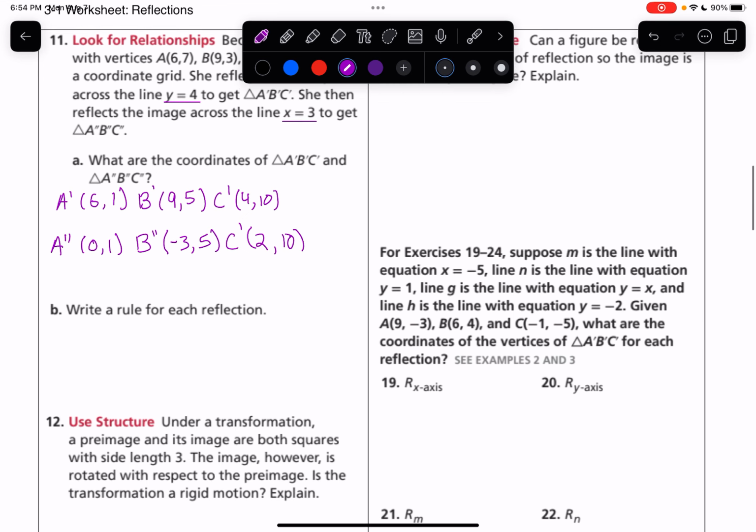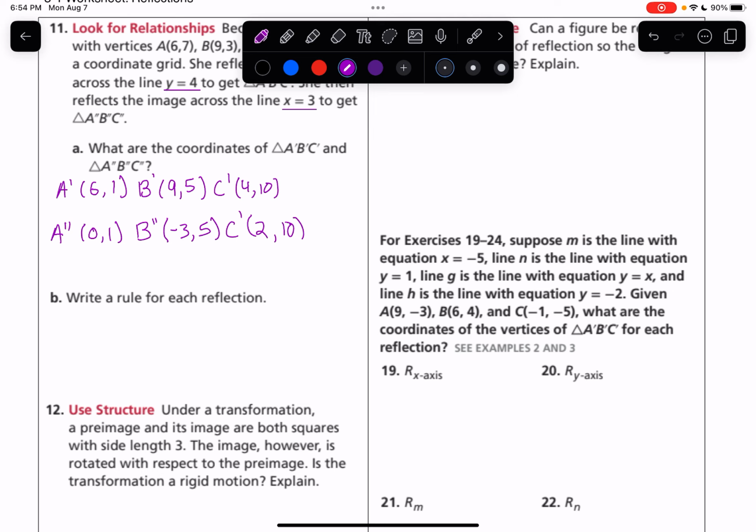Then it says write a rule for each reflection. There are lots of ways to write reflection rules, but we do it pretty simply. For the first one, we're going to make a capital R, and then subscript, we have to write what's the line of reflection. Our first line of reflection was y equals 4. So it's a reflection across y equals 4 of triangle ABC.